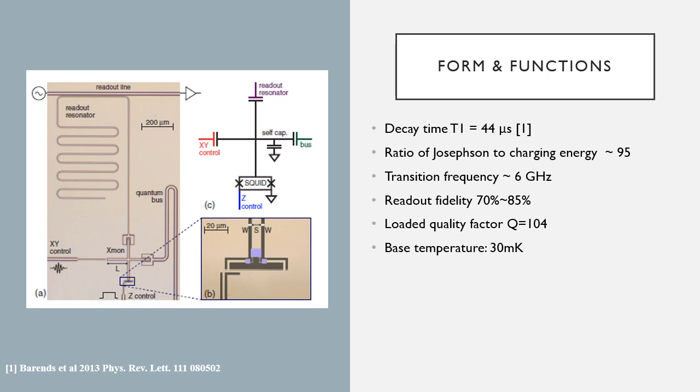It's a good time to summarize the numerical results of the Xmon qubit. This architecture has a measured decay time T1 up to 44 microseconds. The ground to excited state transition frequency is about 6 GHz. The ratio of Josephson to charging energy is about 95. The high-power single-shot readout scheme results in a fidelity between 70% and 85%. The loaded quality factor Q is about 10^4, and the measurements were done with a base temperature of 30 millikelvin.